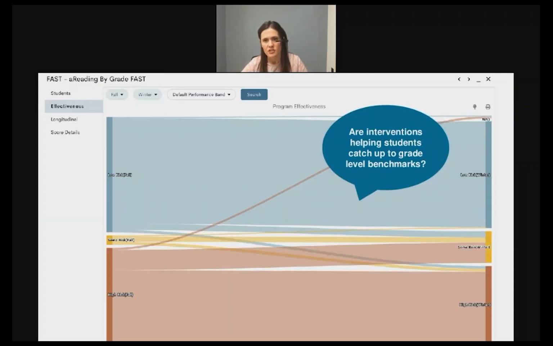Then the last question is, are interventions helping students catch up to grade level benchmarks? This is that general outcome measure kind of check. And again, you're using this on probably one of your screeners from the beginning of the year of the students who received intervention. How are they doing at the end of the year? Are we closing the gap?